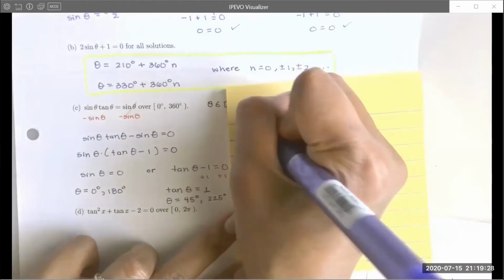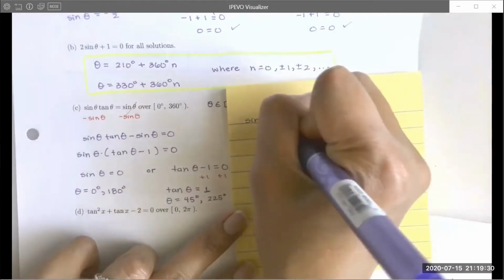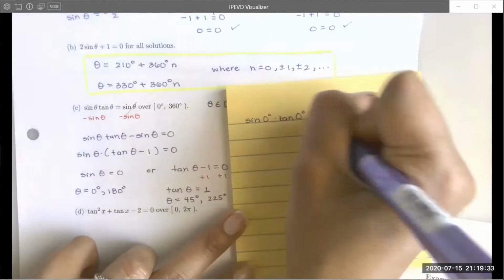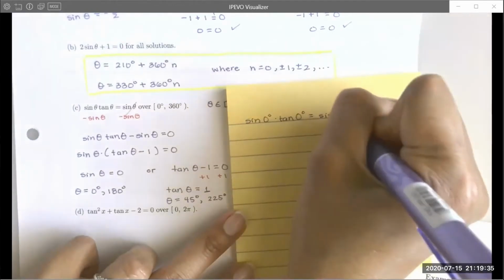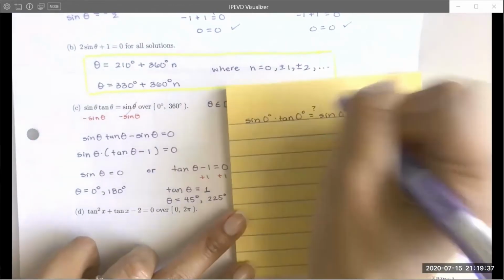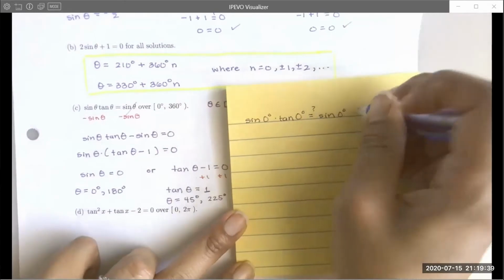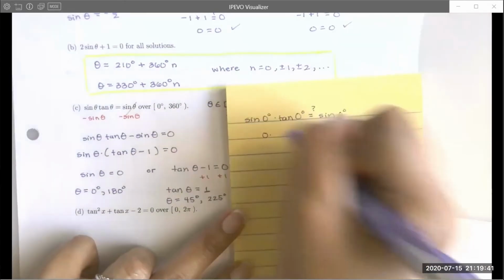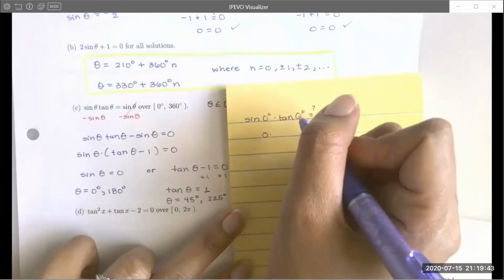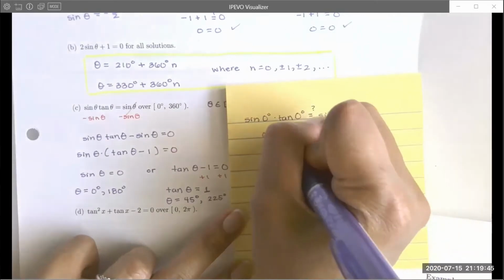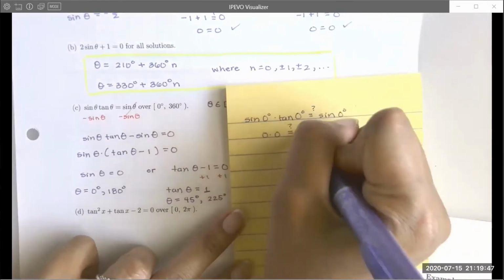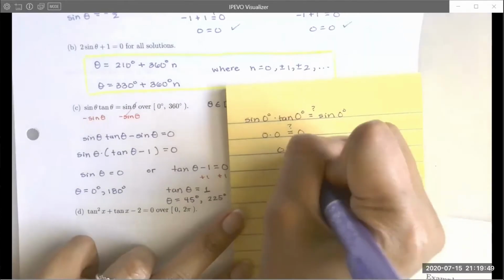Is it true that sine of 0 degrees times tangent of 0 degrees is equal to sine of 0 degrees? Well, sine of 0 degrees is 0. Tangent of 0 degrees is also 0 because it's 0 over 1. Does that equal 0? Oh yeah, 0 equals 0. Let's check.